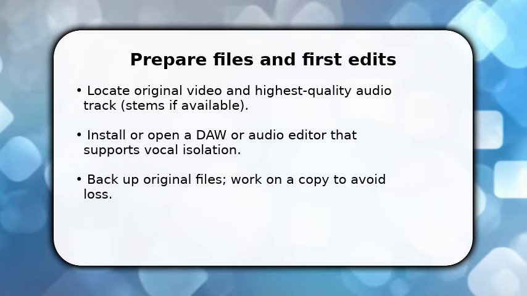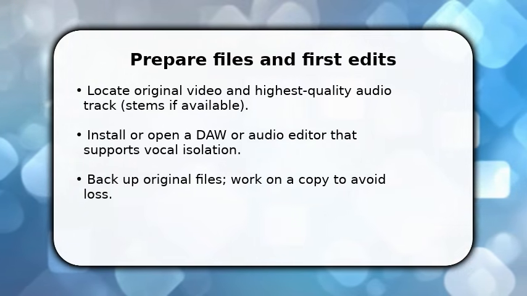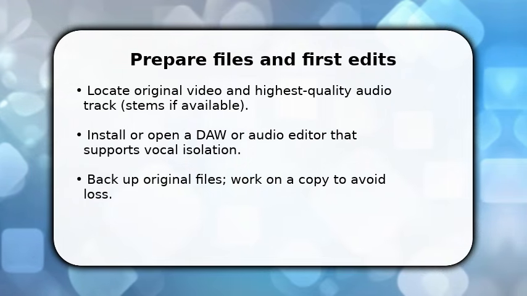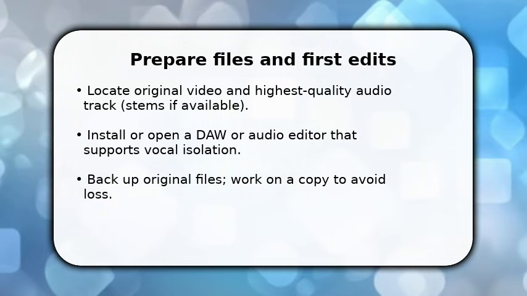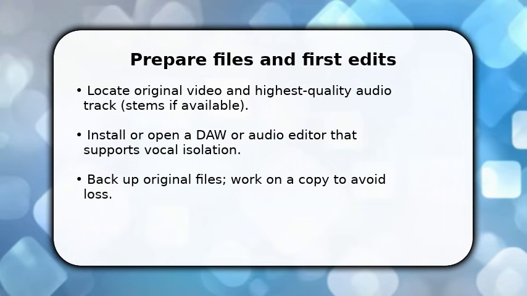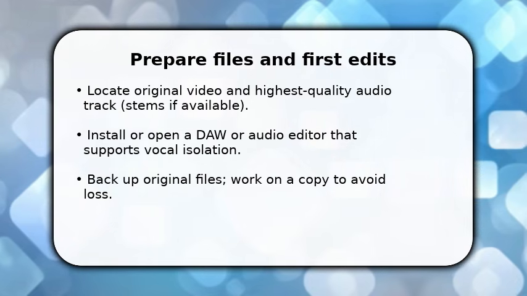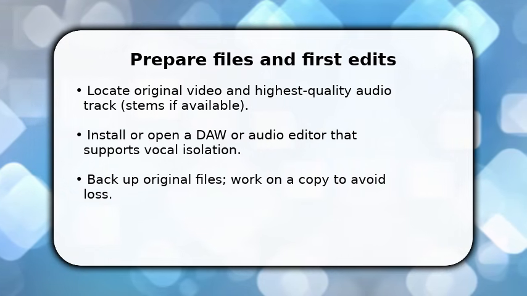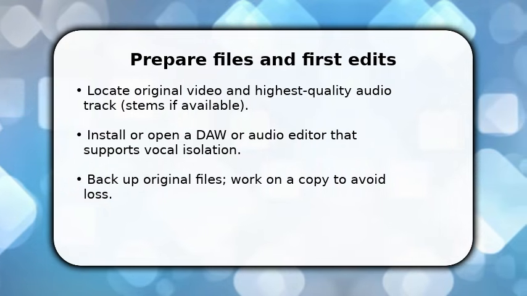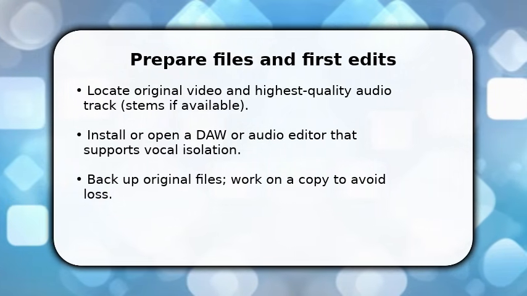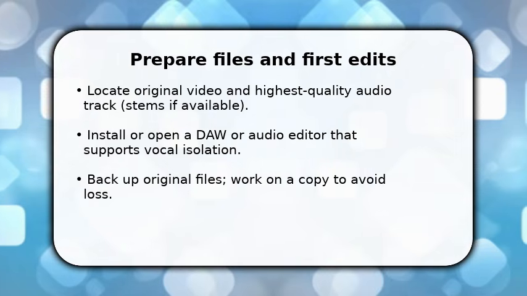You start by gathering the actual assets, the original video and the highest quality audio track you can find, ideally stems. Once done, back up the originals and open a digital audio workstation or editor that supports source separation. You do this because removing background music without the dry vocal is impossible if you only have a mixed file. Make sure to work on a copy so any extraction mistakes can be reversed, and keep the video file handy for later resync.